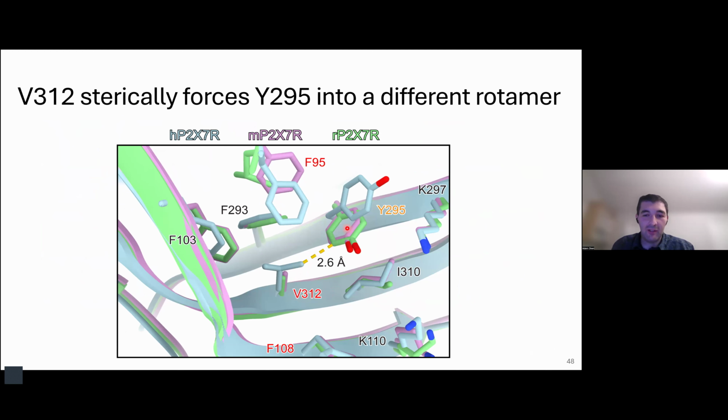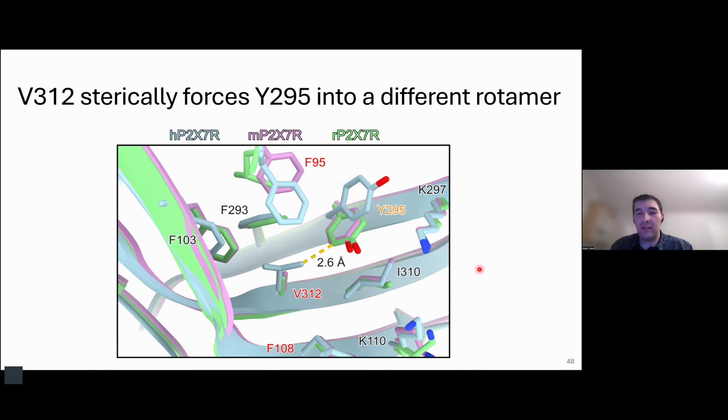see that if tyrosine 295 occupied the same rotameric conformation in human P2X7 that it did in mouse and rat, it would be very close to the side chain of the valine and form steric clashes. So valine 312 in human P2X7 sterically forces tyrosine 295 into a different rotameric conformation. And all of these apo-state structures that I'm showing here are about 2.5 angstrom resolution. So we can clearly see and model build into the densities, and the side chains are clearly different.